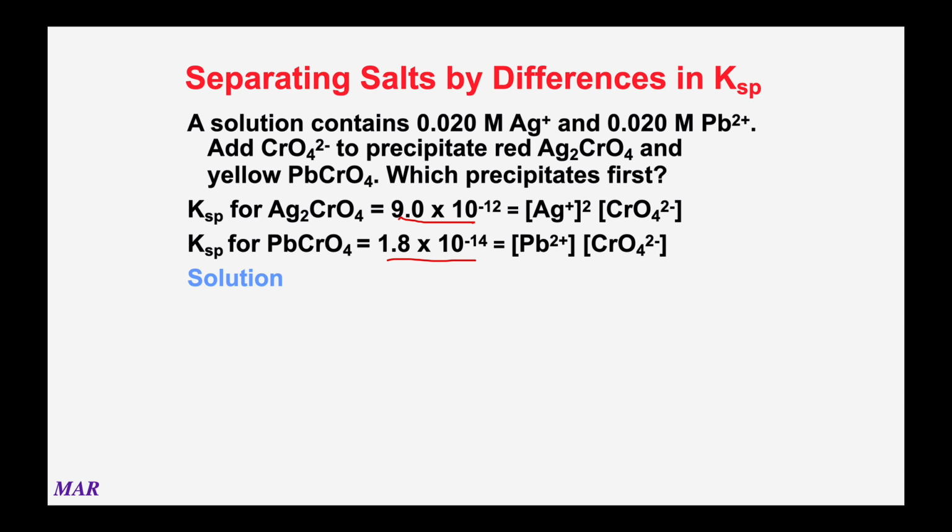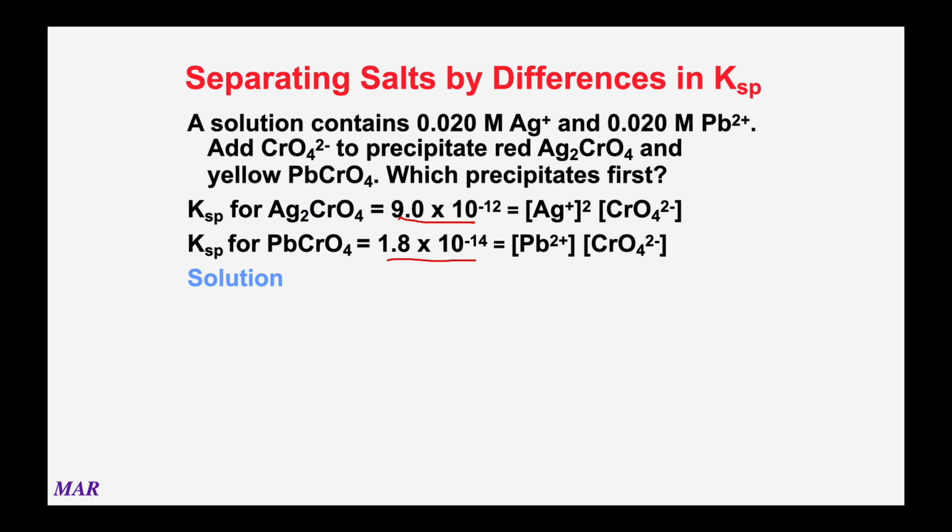So in a question like this, it might be nice to know if we added chromate in really, really small amounts, which would we see first? Would we see the yellow PbCrO4 or would we see the red Ag2CrO4? And we can absolutely solve for this.